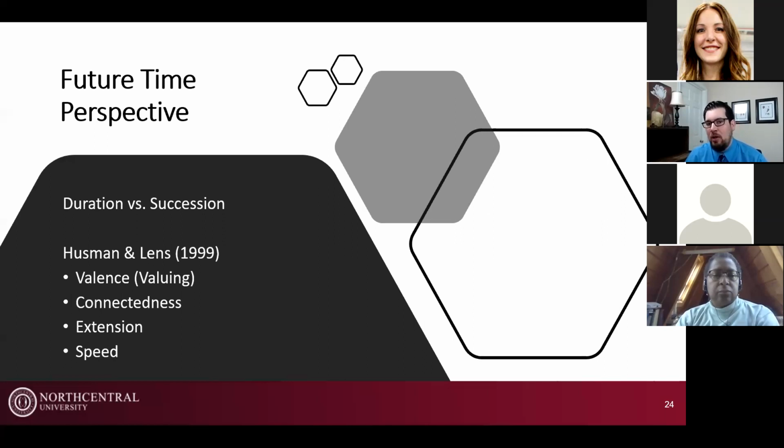Extension is the temporal closeness of goals, how far away they are into the future. That's tied to goal specificity and clarity and the importance of the goals. Speed is the pace at which time seems to be moving. It's tied to planfulness and anxiety.